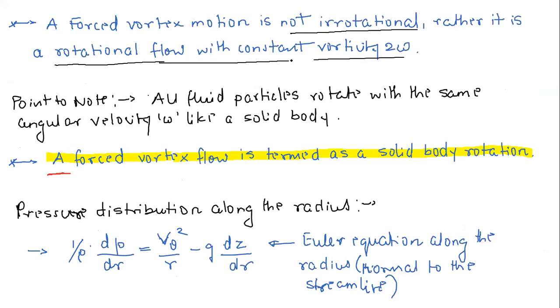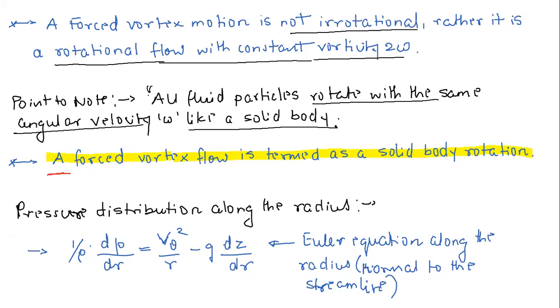Very, very important thing. Another important point is that all fluid particles rotate with the same angular velocity ω, like a solid body. You have to remember that in a free vortex flow, the fluid particles were not behaving like a solid body. The flow was irrotational, and all the fluid particles possessed different angular velocities. The flow was pure shear deformation in the case of a free vortex flow.